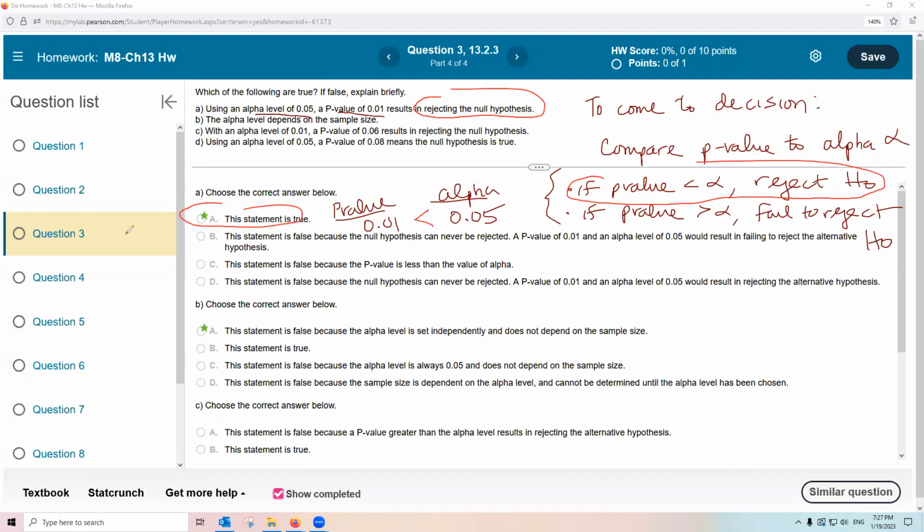Let's go to part B. The alpha level depends on the sample size. No, that's not true. The alpha is set independently and doesn't depend on sample size. All right, let's go to part C.